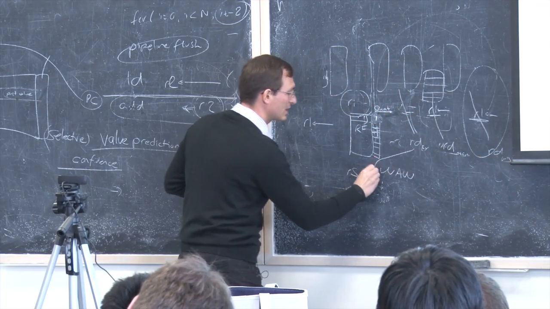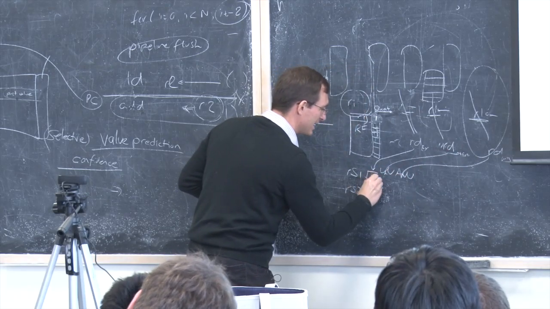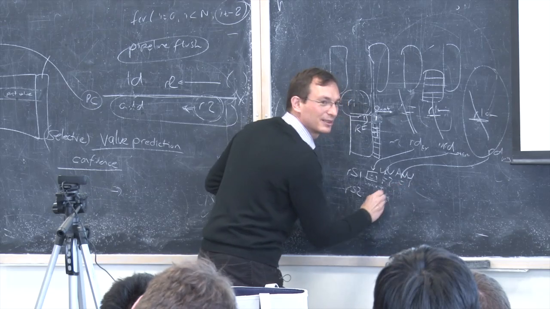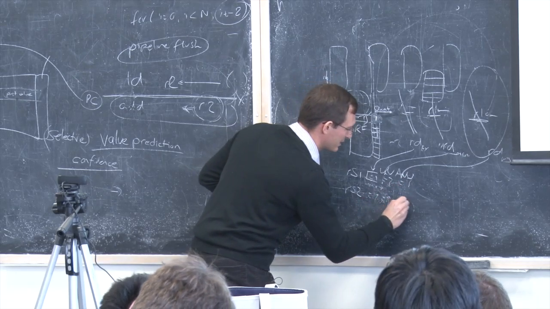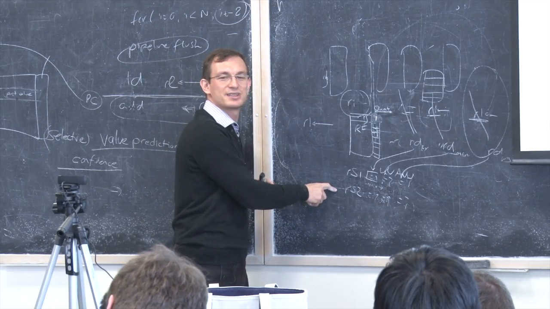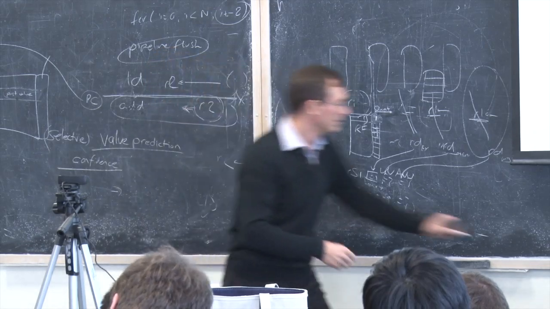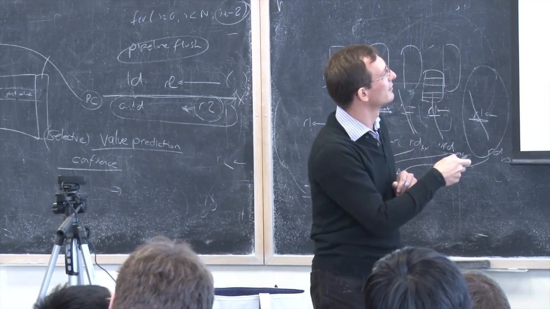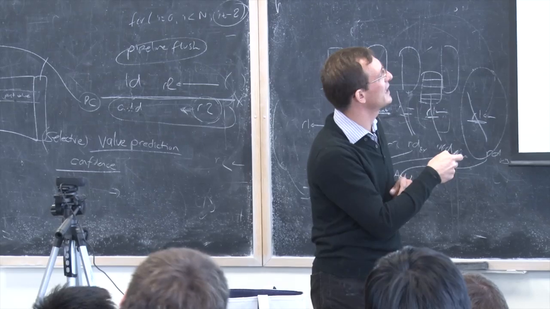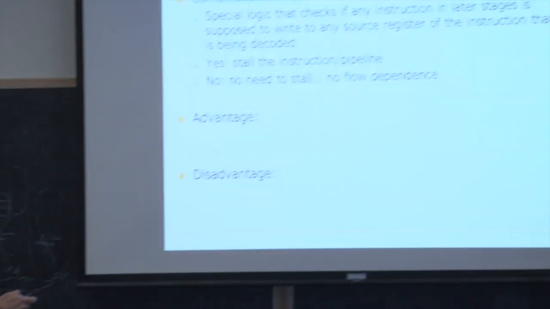Basically, you compare all of these, right? Is it equal? Is it equal? Is it equal? And if there's any equality, you stall this instruction. That's another way. If yes, then stall the instruction pipeline. If not, no need to stall, no flow dependence.